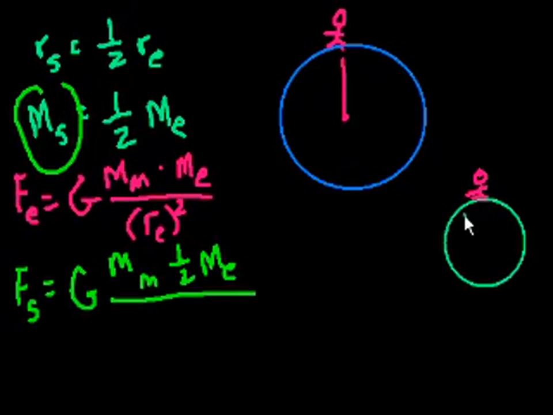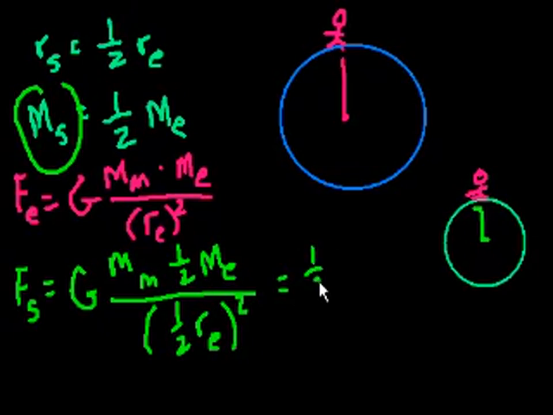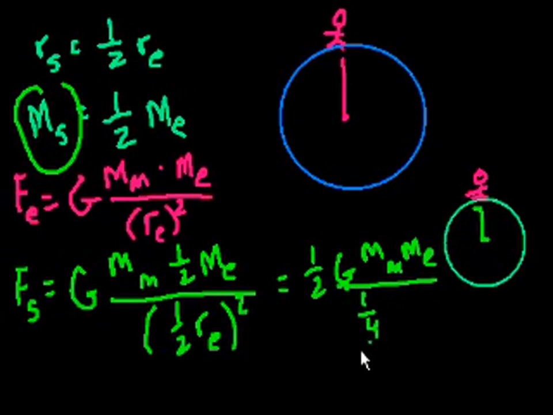And what's its radius? What's the radius now? I could just write the radius of the small planet squared, but I'll say, well, we know it's 1/2 the radius of Earth, so let's put that in there. So 1/2 the radius of Earth. We have to square it. And let's see what this simplifies to. This equals, so we can take this 1/2 here. 1/2 G times mass of me times mass of Earth over, what's 1/2 squared? It's 1/4, over 1/4 radius of Earth squared. And what's 1/2 divided by 1/4?